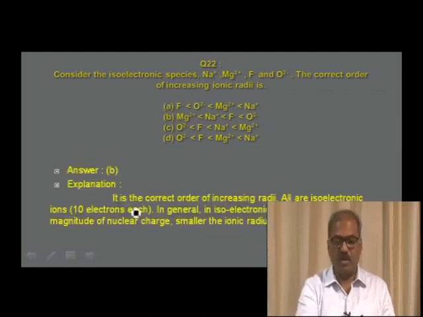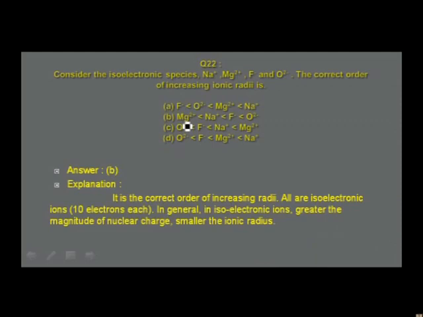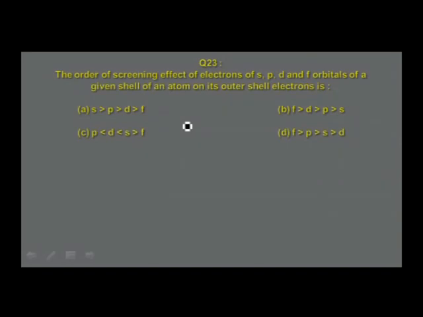Therefore, you may find the correct order is found in option B, and one has to understand that in the case of isoelectronic species, with the increase in atomic number, nuclear charge increases, and with the increase in nuclear charge, electrons are pulled more towards the nucleus, therefore size of the ion decreases. In other words, ionic radius decreases. Therefore, the correct answer is in option B, Mg2+ less than Na+ less than F- less than O2-, that is, O2- has a larger ionic radius compared to any of the given ions.